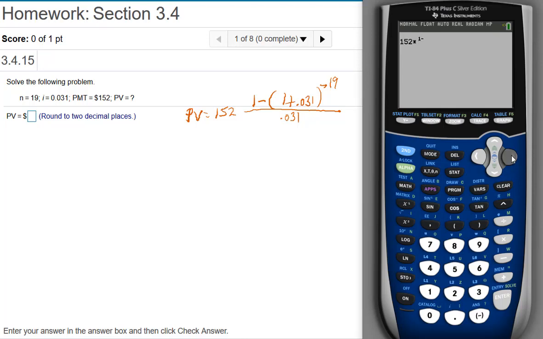And I'll go right, and again, and in the bottom, that's 0.031, and then enter. Now we're rounding to 2 decimal places, which would make this 2158.07.